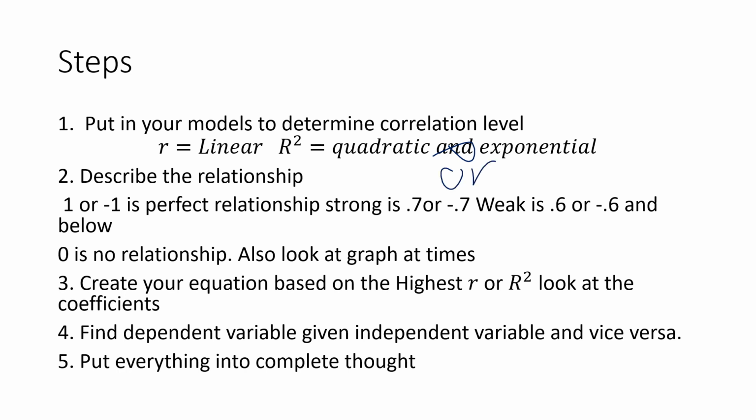Step 2, describe the relationship. Remember, correlation is between 1 and negative 1. It's between those two numbers. That's what you're looking at. If it's perfect, 1 or negative 1, it's a perfect relationship.